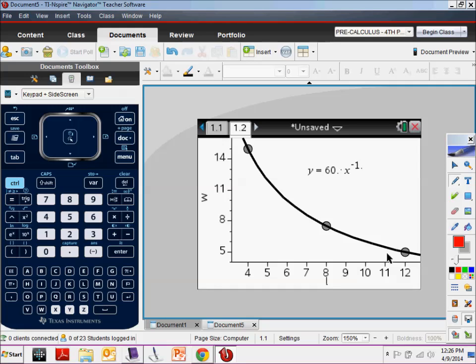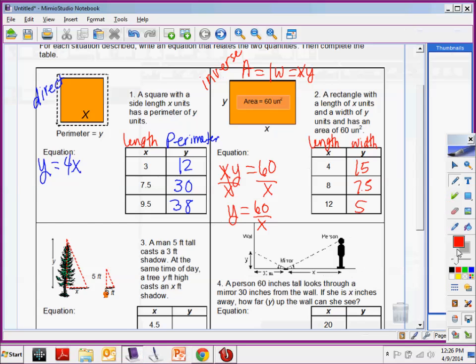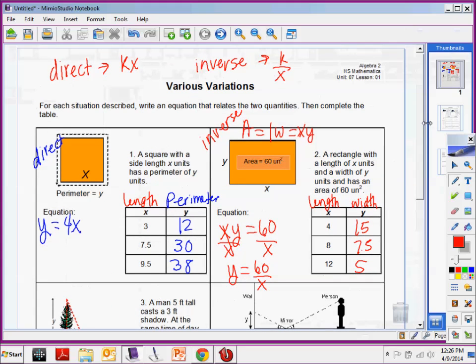How is it negative 1? Because when you have an inverse function, the reason we're doing this is because an inverse function can also be written as k times x to the negative power. Okay, write that down.